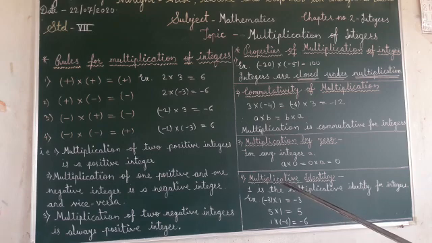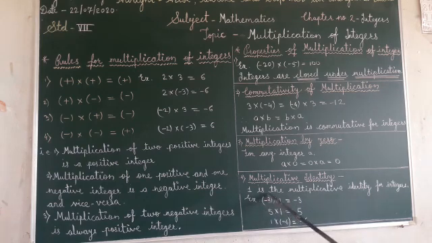Next is the multiplicative identity. Identity means same itself. Like that, 1 is the multiplicative identity for the integers. Why is 1 called the multiplicative identity for the integers? If you multiply any integer by 1.